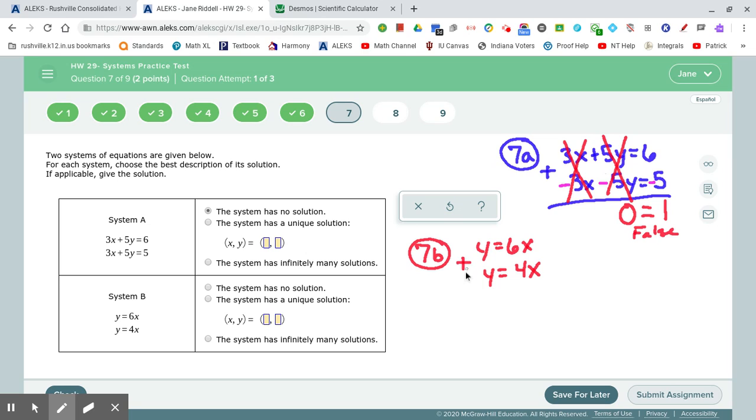So if I try to add my two equations together right now, I have 1y plus 1y, which would give me 2y, and then 6x plus 4x, which would give me 10x. I wanted to use elimination. Nothing eliminated, so I have to go through and try again.